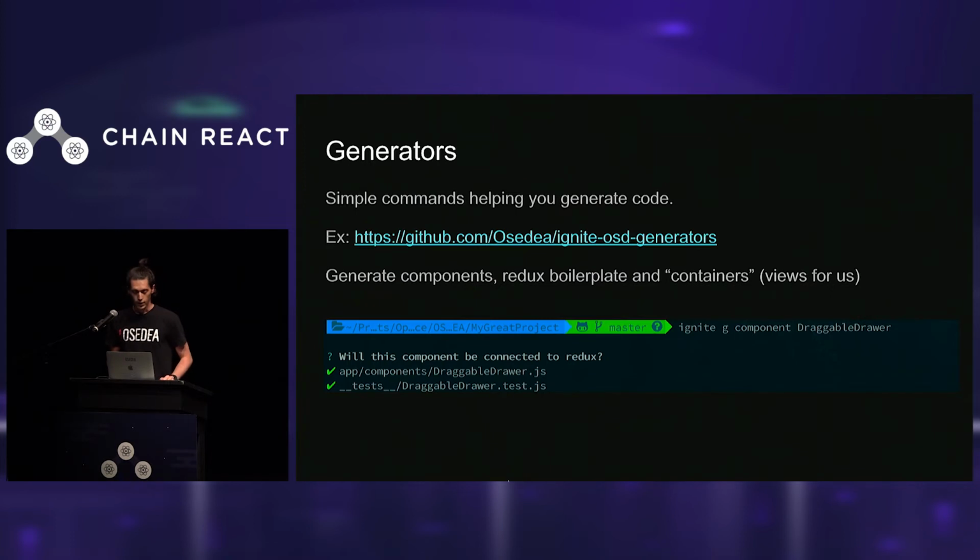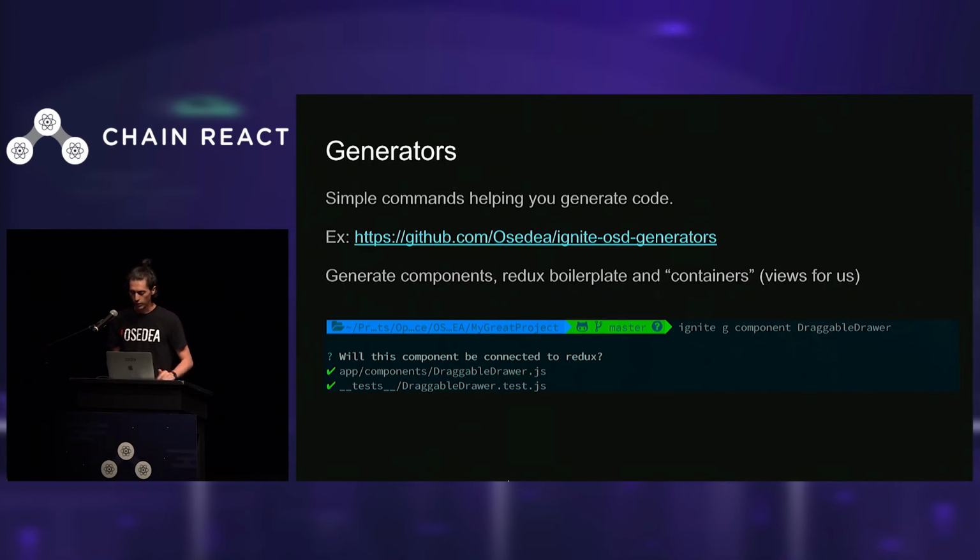Another thing that Ignite provides is generators. The generators are simple commands that you can run to generate code. We open source our generators at Azedia, and I'm going to take them as example. With our generators, we can generate components, Redux boilerplate, and containers. We call them views, but they're like the higher order component that you're going to plug into your navigation system.